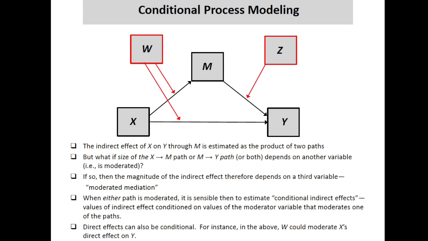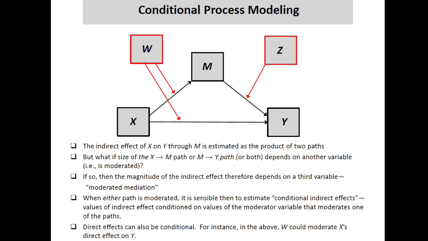Here's the gist of it. So we know that in a model like this, we can quantify the indirect effect. It's a product of two paths. But what if the path from x to m is moderated? So maybe that path is moderated. Or perhaps that path is moderated. Or both. It could be that you have both of those paths moderated. If that's the case, then that means, because we saw earlier in those situations that x's effect on m is a function. It's a function of w. Or m's effect on y might be a function of z.